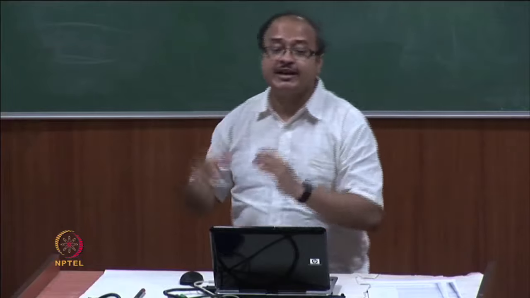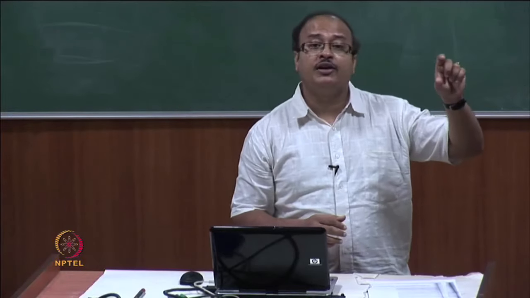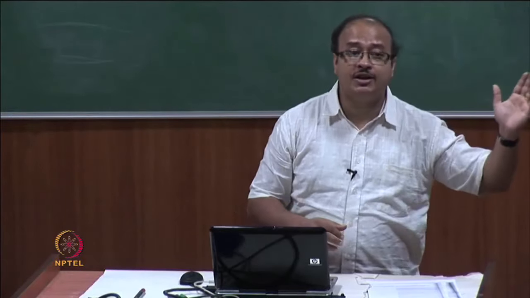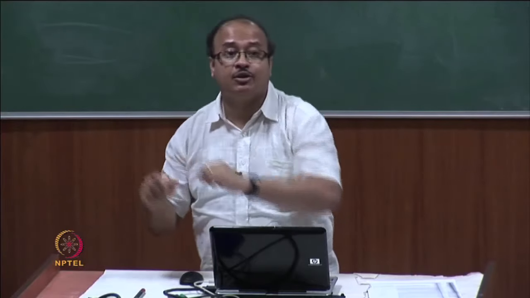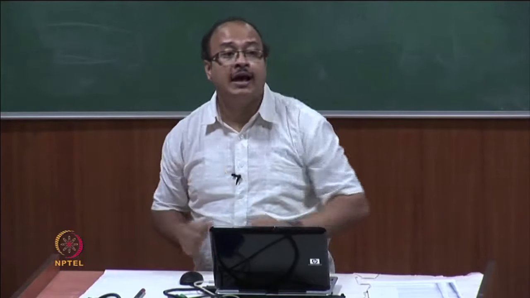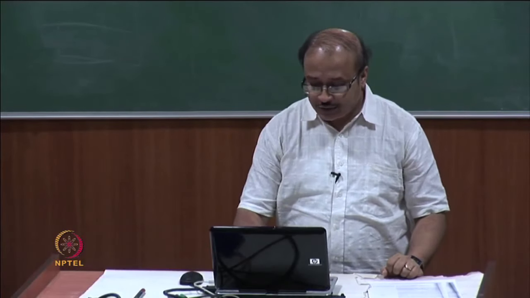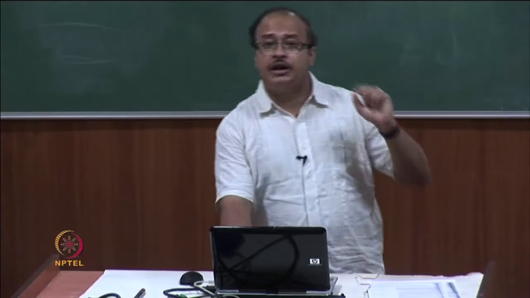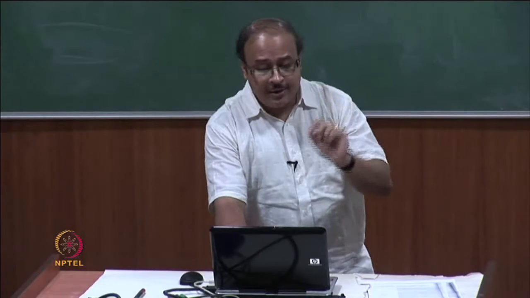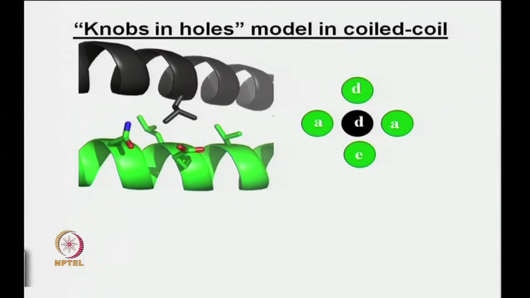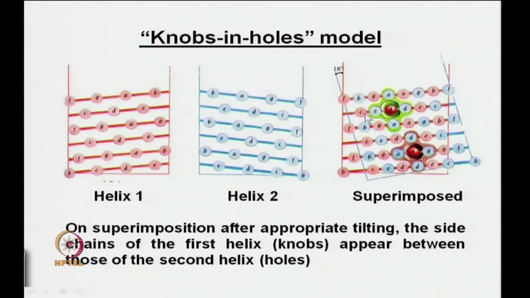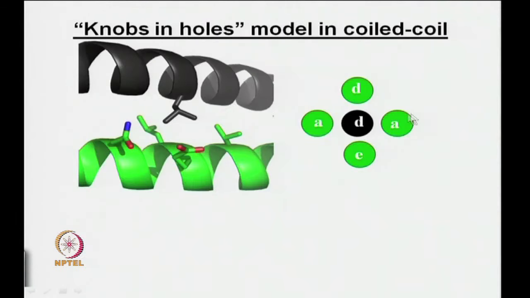Holes means you have vacant spaces, knobs means these are the amino acids from one helix chain, which can go inside the vacant spaces or holes of the adjacent or the other helix chain, giving rise to this coiled coil structure. Okay. So, the knobs in holes model, again, now if you try to zoom into that, remember we talked about this D and A, right. So, if you now try to zoom into this, and C, then what we see is typical.